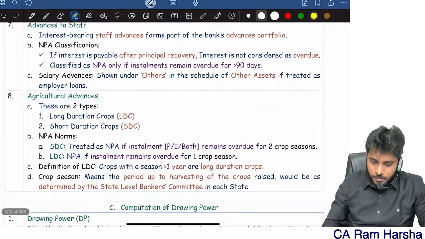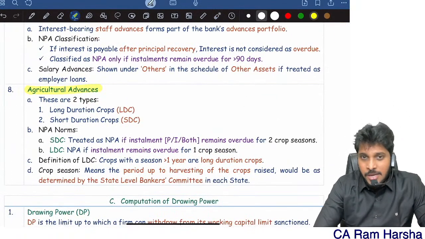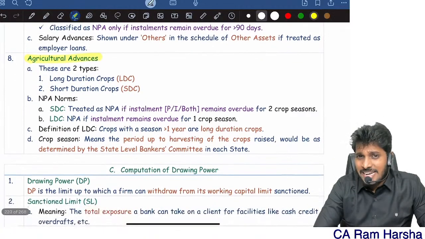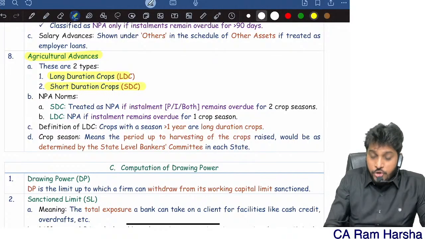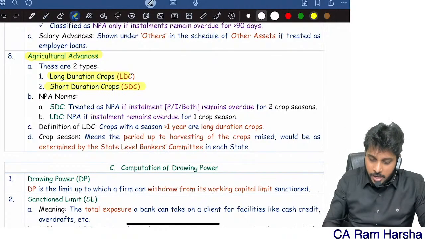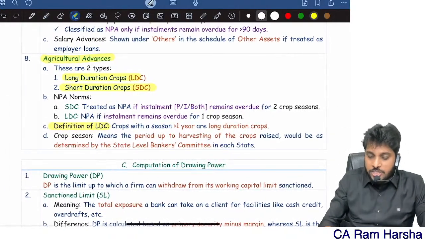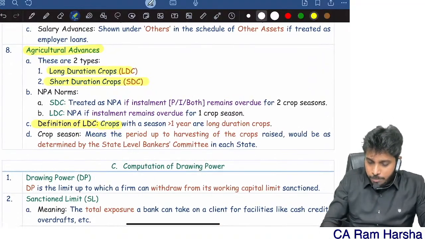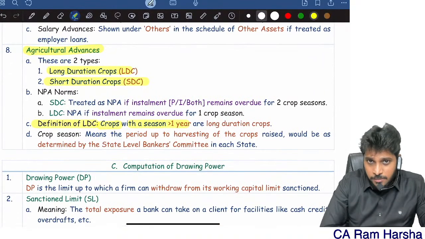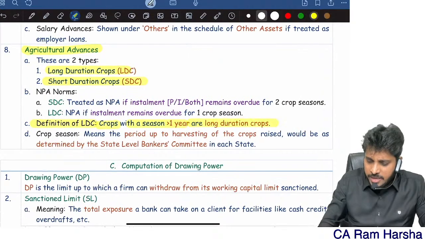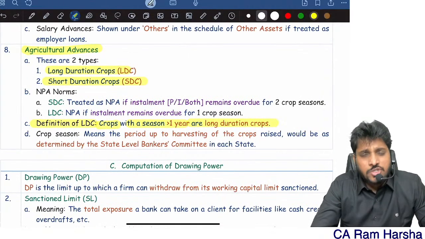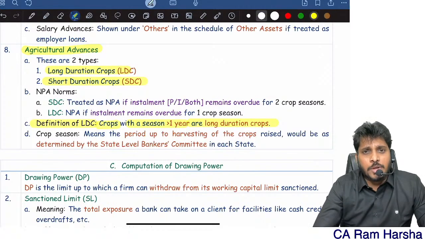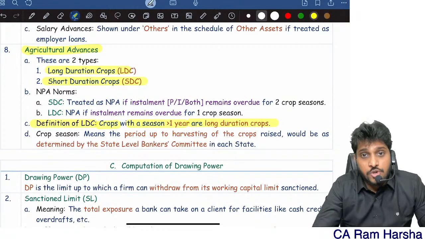Next, agricultural advances. Agricultural advances are broadly classified into two types: long duration crop loans and short duration crop loans. So what is a long duration crop? A crop with a crop season of more than 1 year. If a crop has a season of more than 1 year, that's a long duration crop. For example, mango is a long duration crop. Tobacco is a long duration crop. There are many long duration crops. Short duration crops are generally vegetables.